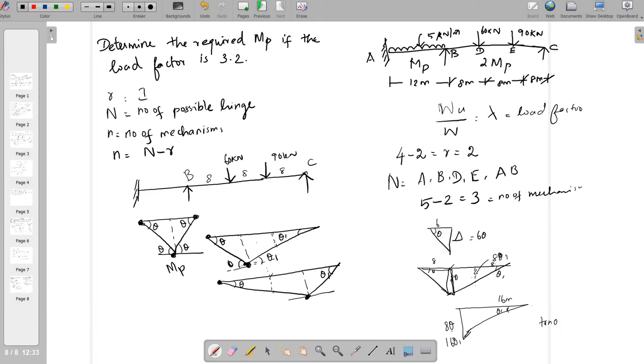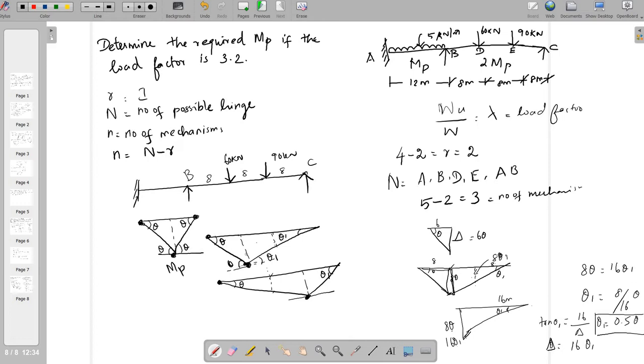From the right side triangle, the span is 16 meters and the angle is theta 1, so delta equals 16 theta 1. So for one particular position we have two values, 8 theta and 16 theta 1, which are equal. From this we can find theta 1 is equal to 8 by 16 theta, which is 0.5 theta. So theta 1 is equal to 0.5 theta. We can make use of this relation between theta 1 and theta when substituting the numerical values.